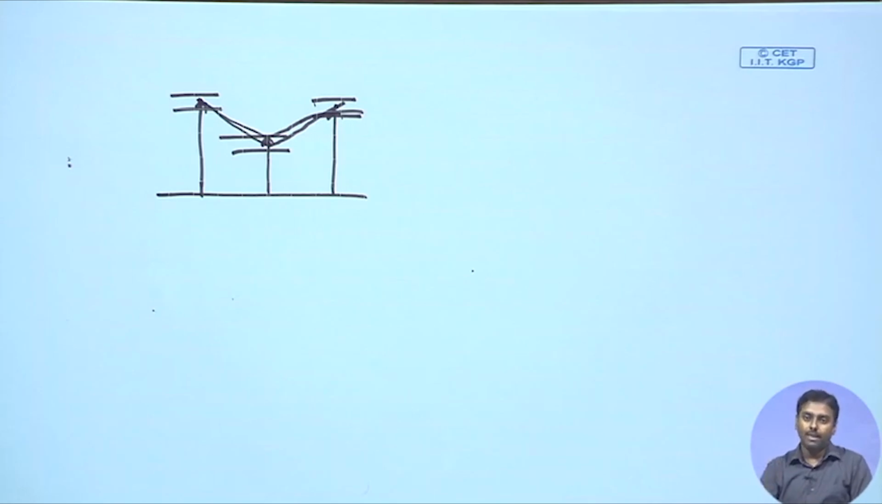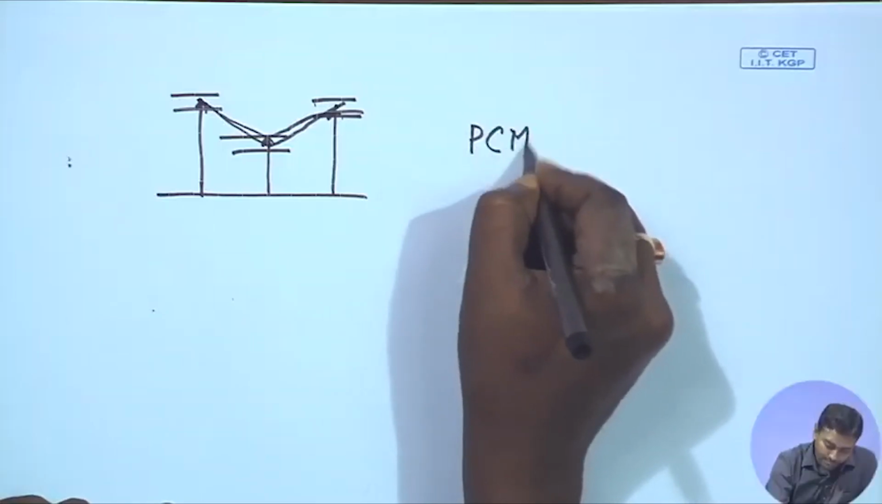This process of digitization is called pulse coded modulation, because what you are doing is taking a pulse and encoding it, mapping it into a digital bit stream. That is why it is called PCM or pulse coded modulation.